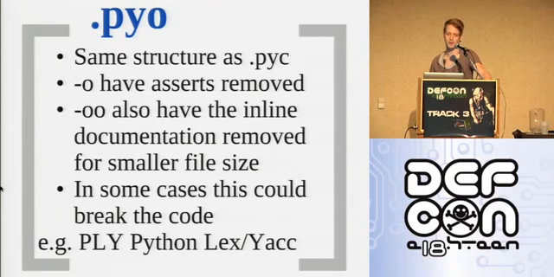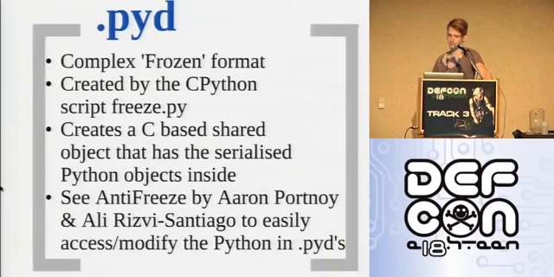Optimize at the second level, it will remove all the asserts and all the inline documentation. Nothing to do with speed, purely file size. This shouldn't break most things, but in some corner cases it will. Python Lex and Yacc is one of those that if you remove the doc strings, then everything fails because the actual Lex grammars are kept in the doc strings. But most of the time a PYO is just a smaller file size, so that's all good.